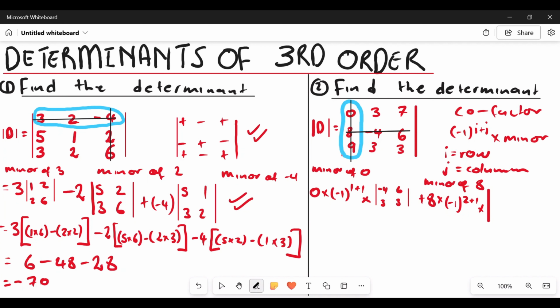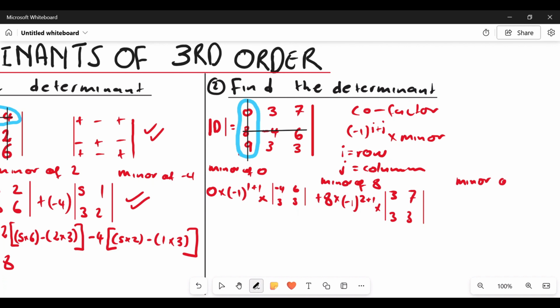So our minor is what we are left with here. We have 3, 7, 3, 3. There we go. Right, let me create more space so that we can do the remaining. Minor of 9. So we have to cancel the row and the column where 9 is. So let's do it. So I'm going to cancel this row here. The column is the same as you can see here.